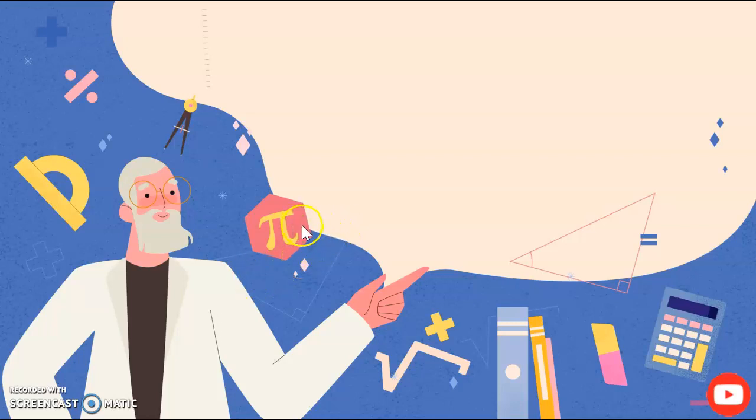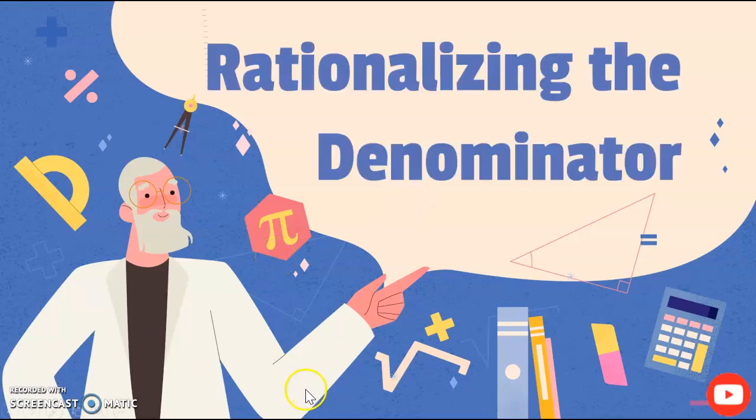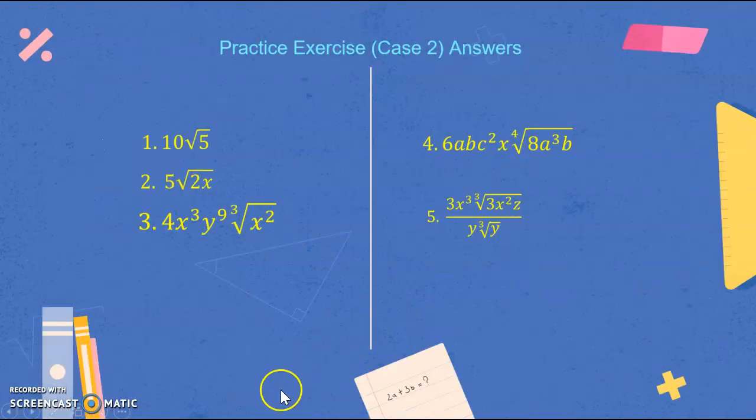In our last video, we discussed case 1 on simplifying radicals, which is factoring the radicand. Now, in this video, we're going to discuss case 3 in simplifying radicals, which is rationalizing the denominator. But before that, I'm going to present to you first the answers to the items that were given in the last video, the practice exercise in case 2. Okay?